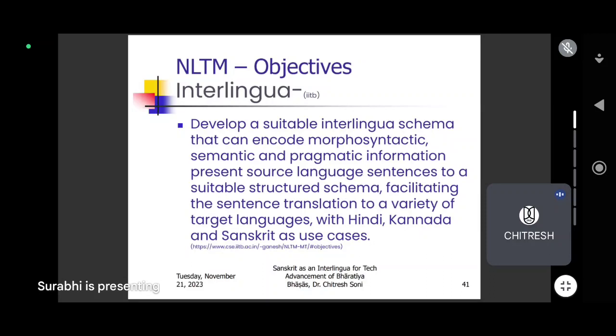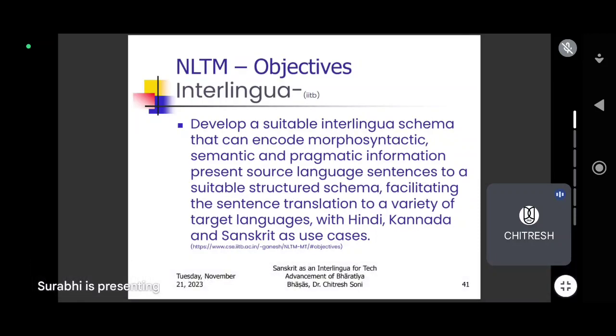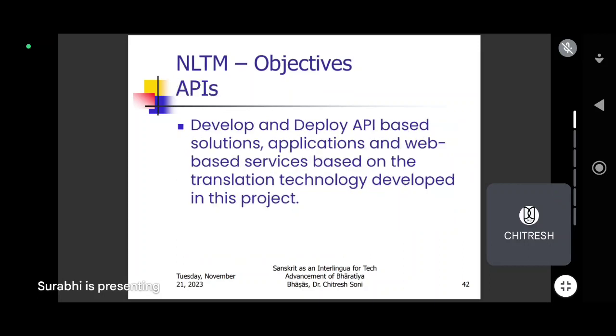Its target is to develop a suitable interlingua schema that can encode morphosyntactic, semantic and pragmatic information present in source language sentences into a suitable structured schema, facilitating the translation of sentences to a variety of target languages, with Hindi, Kannada, and Sanskrit. We have already talked about that. Right now, they have just taken Hindi, Kannada, and Sanskrit as their use cases. So they will try to make an interlingua. They have not decided the interlingua yet, but they will try to translate into these three languages using that interlingua. Next, please.